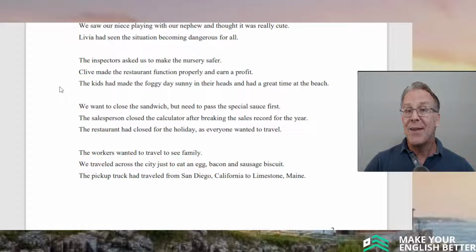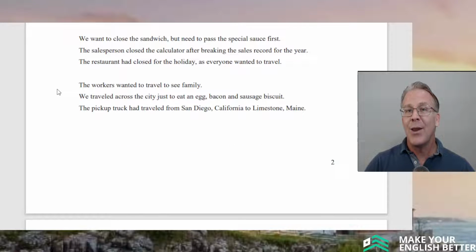The kids had made the foggy day sunny in their heads and had a great time at the beach. So their attitude said, the foggy weather, no problem. We are going to have a lot of fun. We want to close the sandwich, but need to pass the special sauce first. So some sandwiches have special sauces. Delicious. I like sandwiches. The salesperson closed the calculator after breaking the sales record for the year.